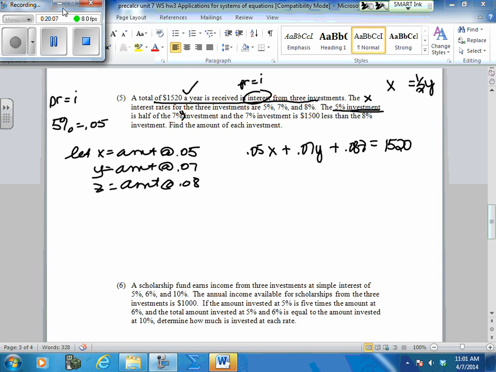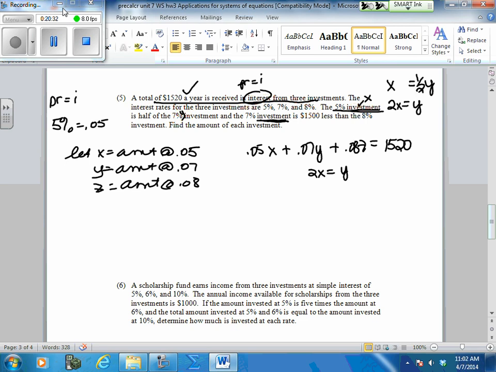You can do this a number of ways, but I just want you to get it someplace and test it. So if this is 100, then half of that is 50. So I made that statement. And Vanessa would like to get rid of that fraction and say 2x equals y. That's our second statement.